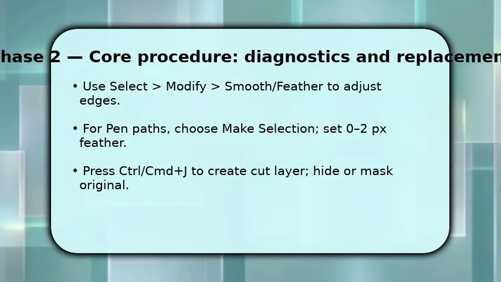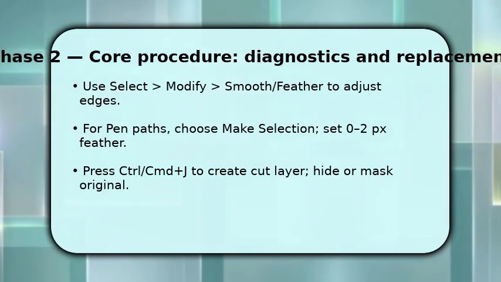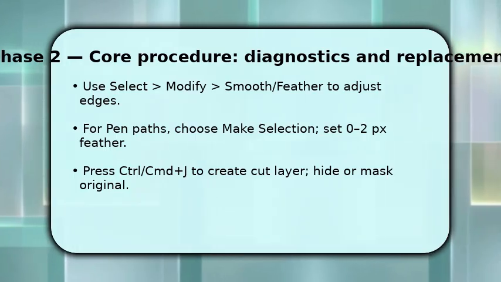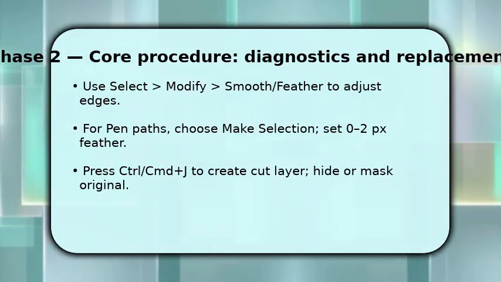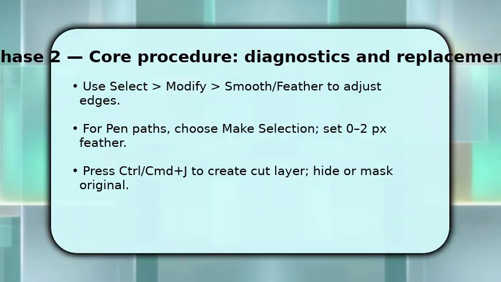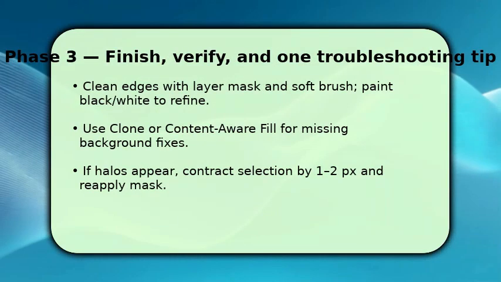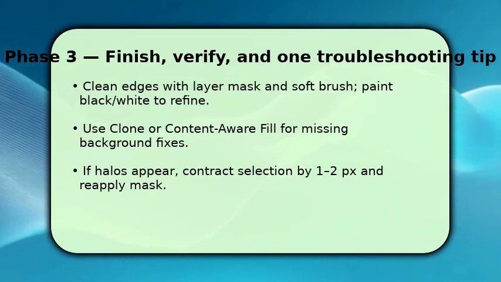When the selection is ready, press Ctrl or Command+J to create a new layer from the selection, so your cut is isolated and editable without altering the background. Finish by refining edges and integrating the cut into its new context.